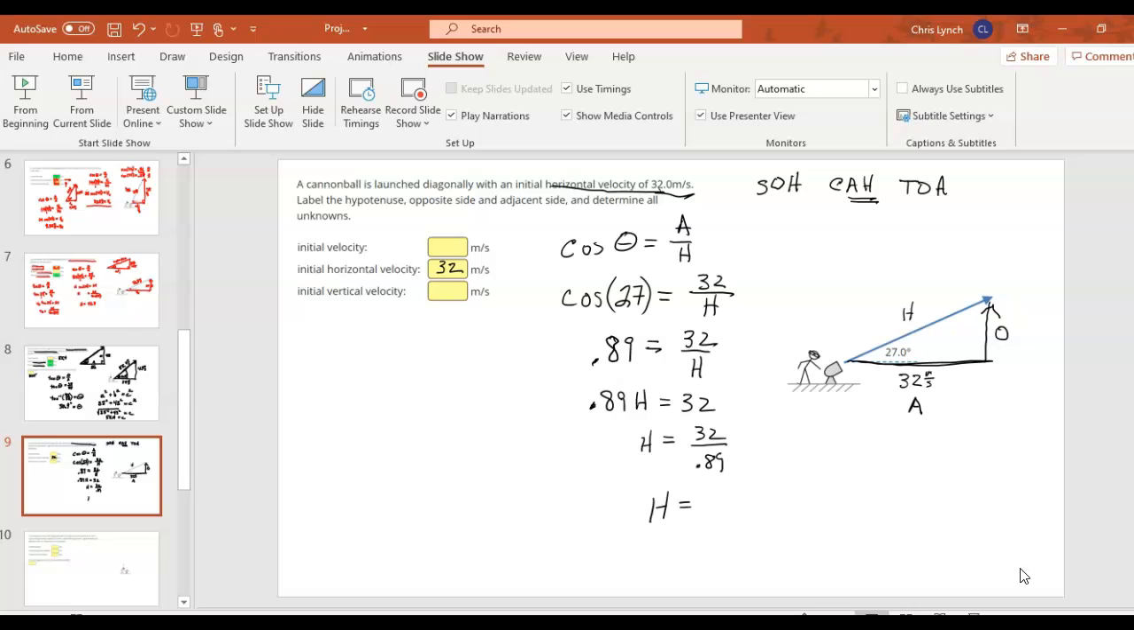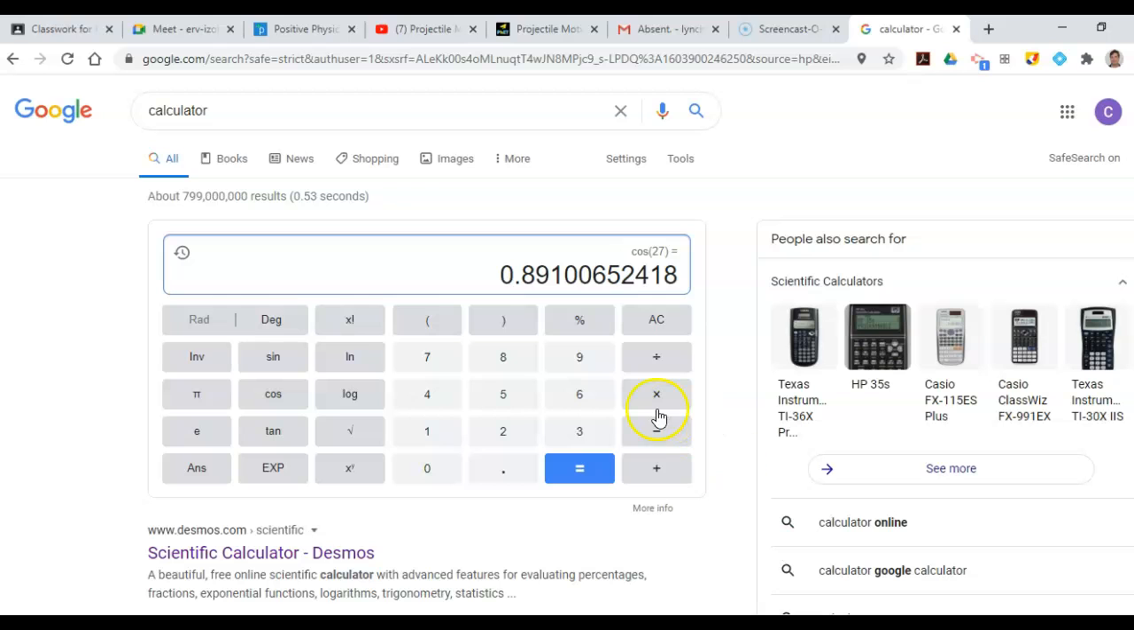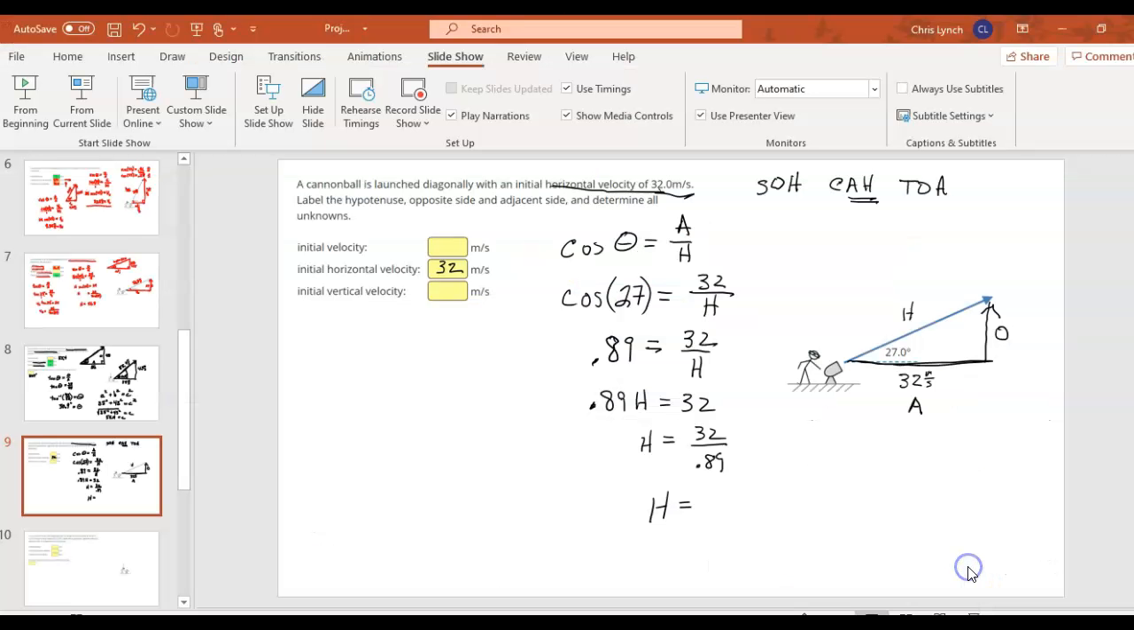And I get my answer. So 32 divided by 0.89. Let's do that. So we say 32 divided by my previous answer is 35.9. Okay, so back here, my hypotenuse is therefore 35.9 meters per second. So my initial velocity is 35.9 meters per second. All right, so we solved that one.